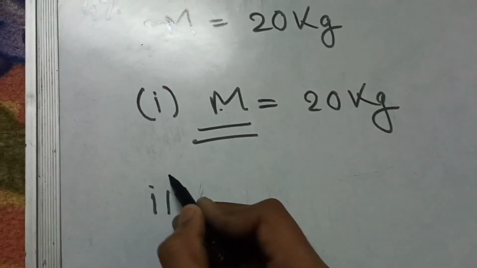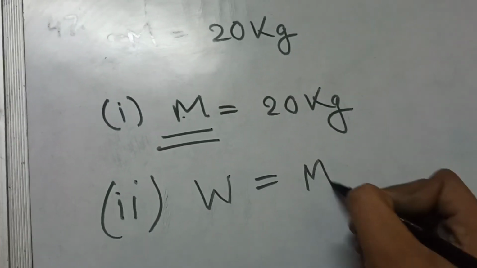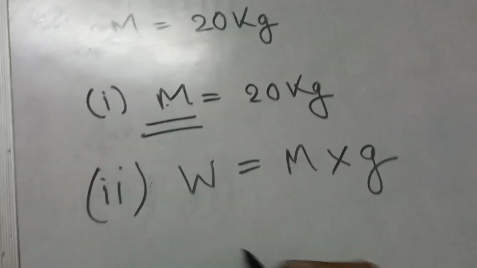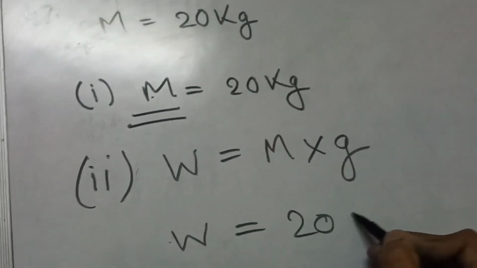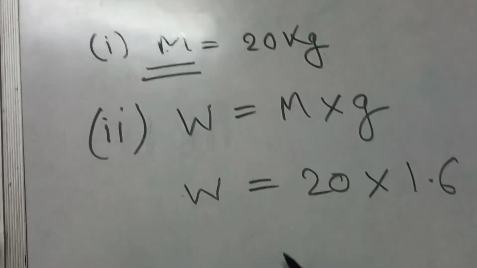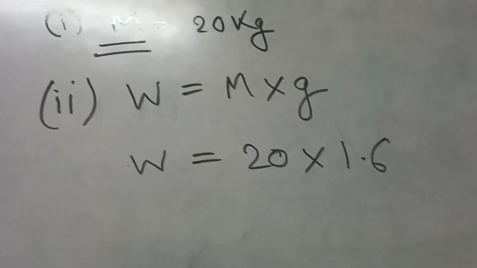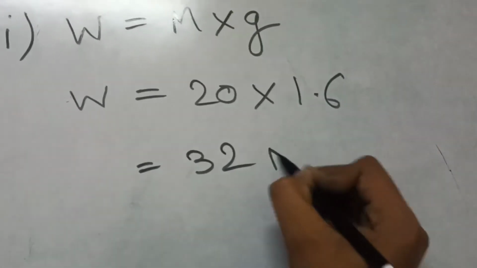And the second part is what will be its weight on the moon. Now weight is equal to mass into gravity. So mass is 20 kgs into gravitational force on the moon, which is 1.6. So the weight of that object will be 32 newtons.